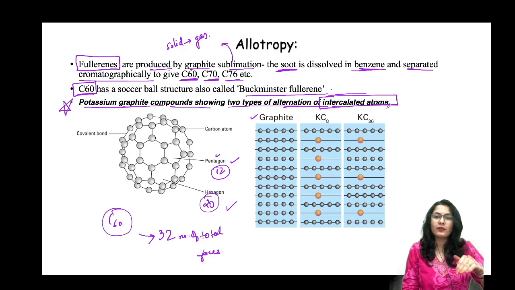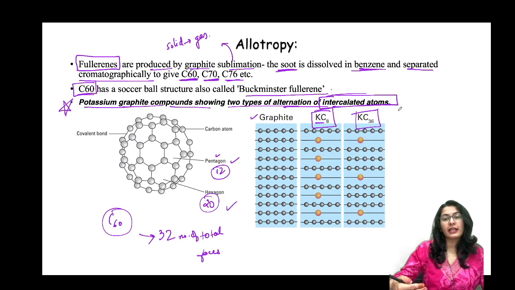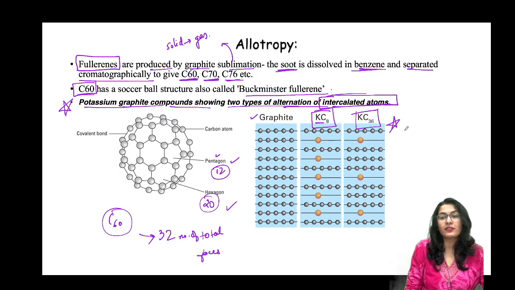Matlab the stoichiometry won't be the same. Sometimes it is KC8, that is 8 atoms surrounding one potassium like this. Sometimes 36 atoms surrounding one potassium. So the stoichiometry keeps on changing. Yes, but potassium can form intercalated compounds. It has been asked in your exam already. So yeah, just remember this. It's not something random I'm telling you.